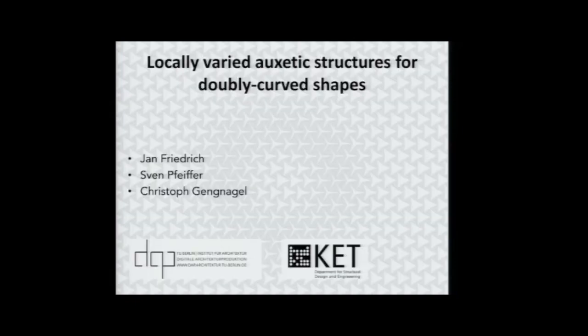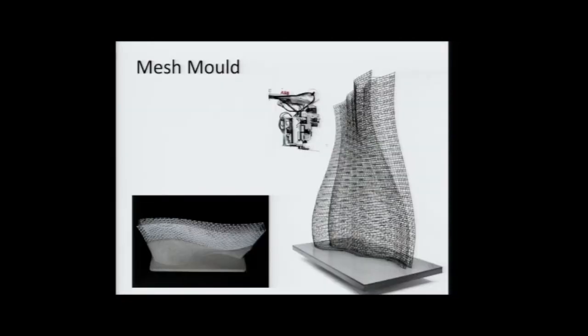Another approach is, and all of us will know this project, Mesh Mould by Gramazio Kohler. It combines formwork and reinforcement into one single system. But the problem here is that it is a highly complex and exacting production process. And our question is, might it not be possible to find an easier way to produce such a complex shape?